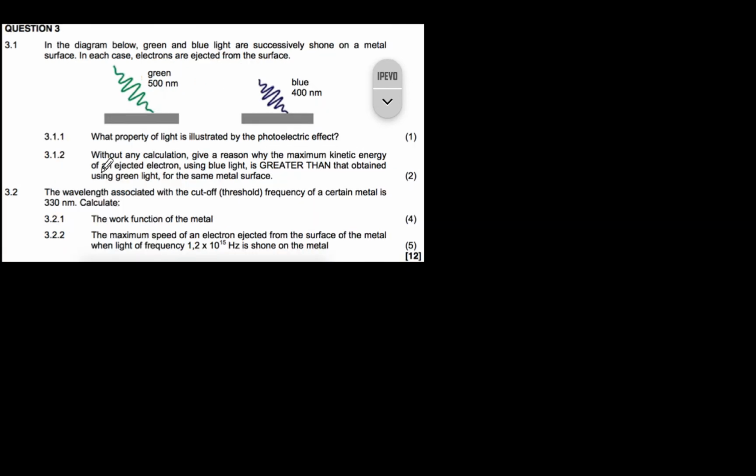Right, moving on to the next question, they're saying 3.2, the wavelength associated with the cutoff frequency. So remember the cutoff frequency or the threshold frequency is our f naught, the minimum amount of frequency required to eject electrons from a metal surface.